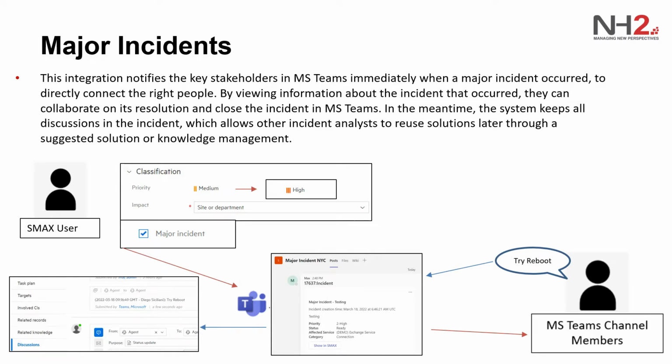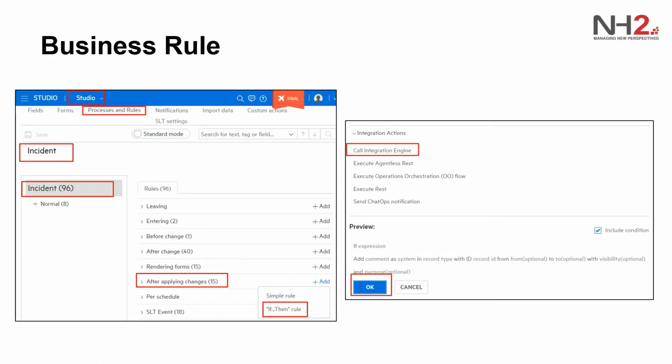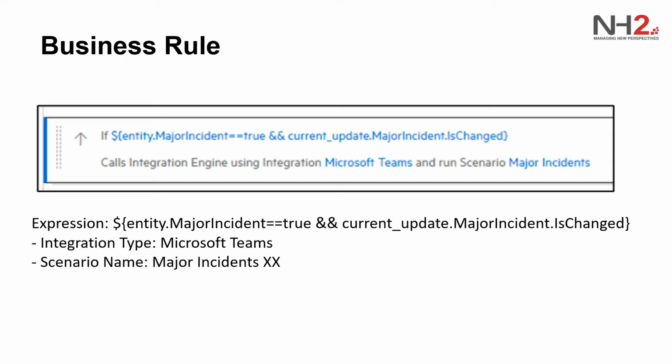The major incident use case here is used to notify the key stakeholders in Microsoft Teams immediately when a major incident occurs. They can collaborate on its resolution and close the incident in Microsoft Teams. In the meantime, the system keeps all discussions in the incident, which allows other incident analysts to reuse solutions in future. This is an example of a business rule that can be used to perform a major incident alert. You can pause the video for further understanding.